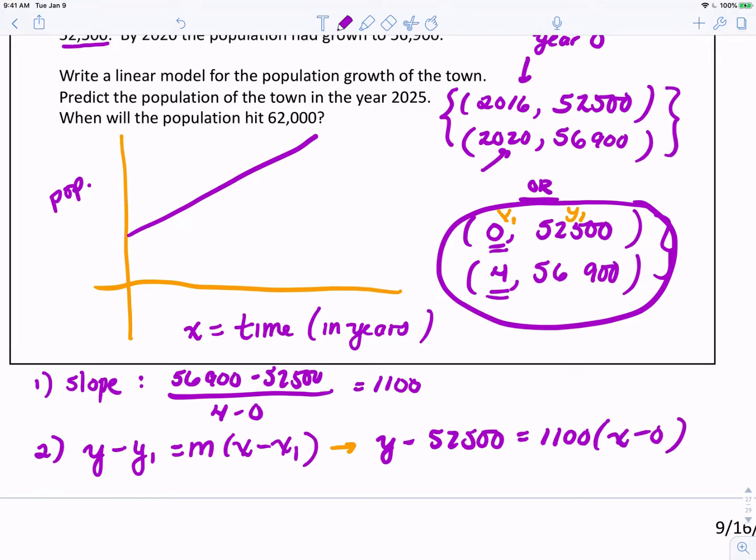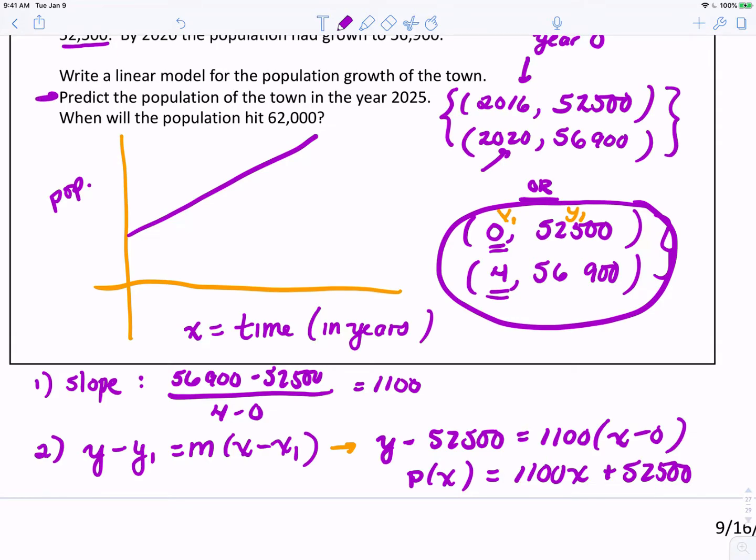And if you simplify that, we have that our population, which I'm just going to call p of x, is equal to 1,100x, the slope, plus 52,500, the starting point, the y-intercept.